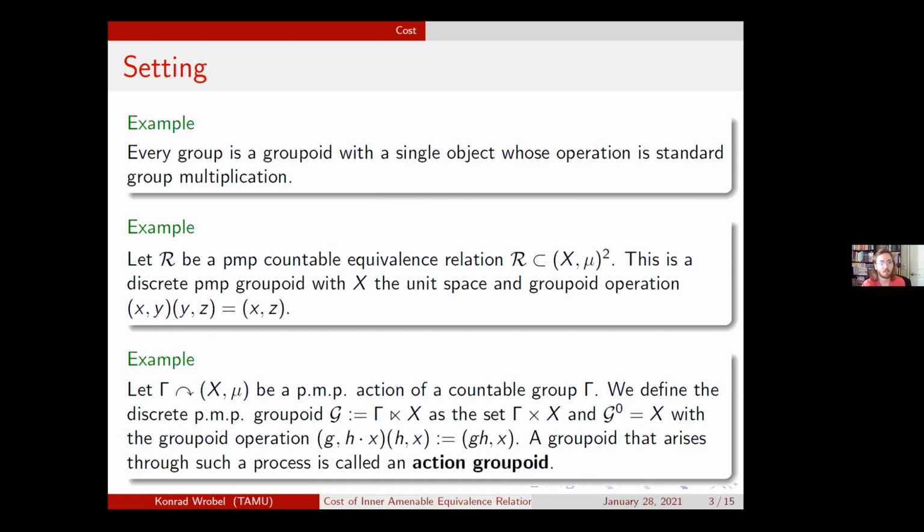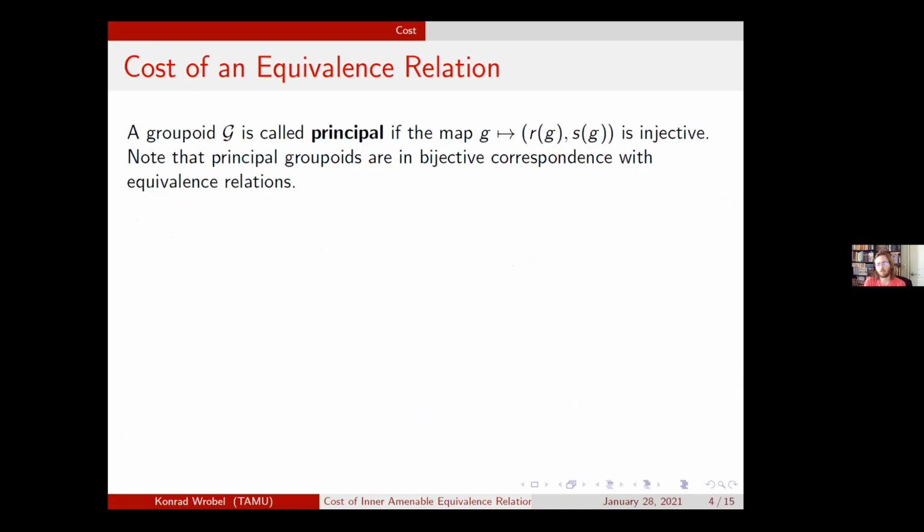All right, so let me define now cost. So first off, cost is only going to be defined for equivalence relations in particular. And in the situation when your groupoid has no stabilizers, essentially no arrows above a single point that send a point to itself. So as I write right there, if the map that sends an arrow to its range and source pair is actually an injective map, then we call such a groupoid principal. And in fact, principal groupoids match up exactly with equivalence relations, and oftentimes I'm going to conflate the two terms. Equivalence relations just don't have the multiplication operation, but I mean, we can define that without any problem. So these are in bijective correspondence. So I'm only going to be talking about these principal groupoids or equivalence relations.